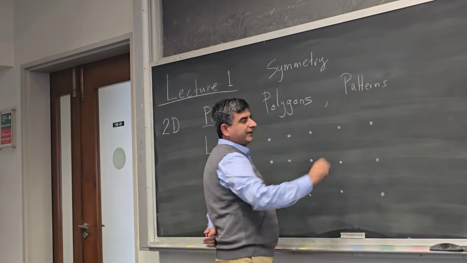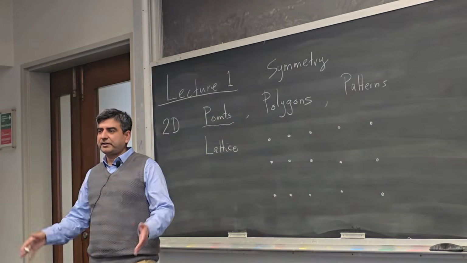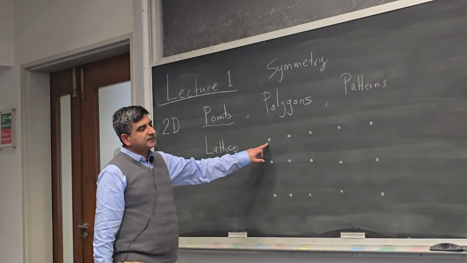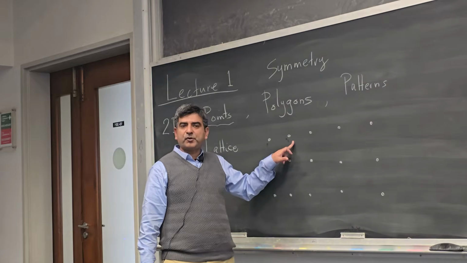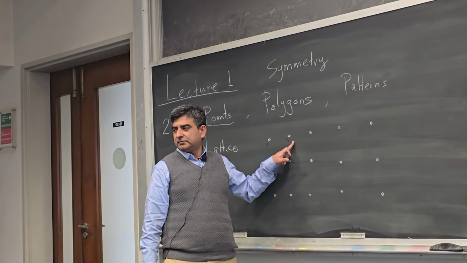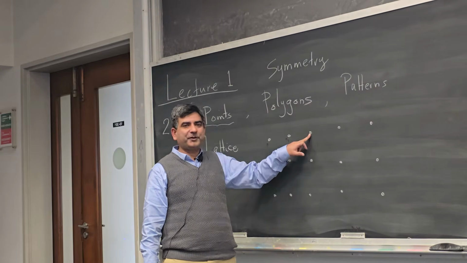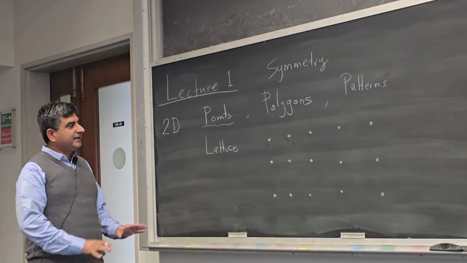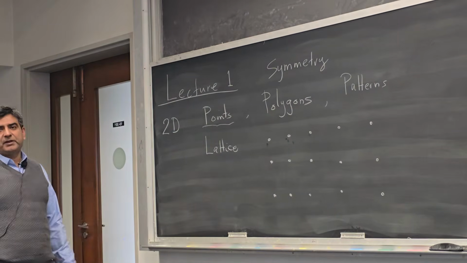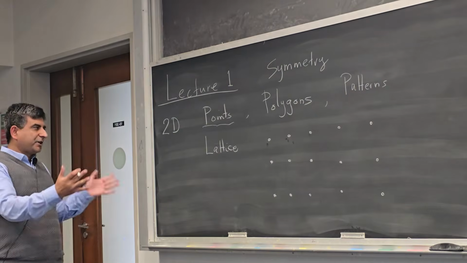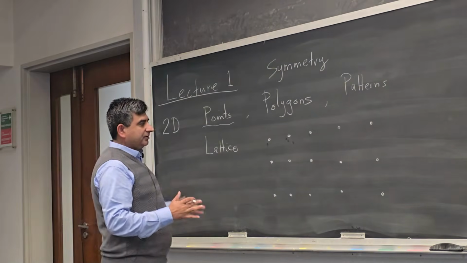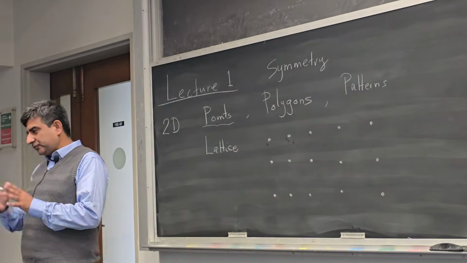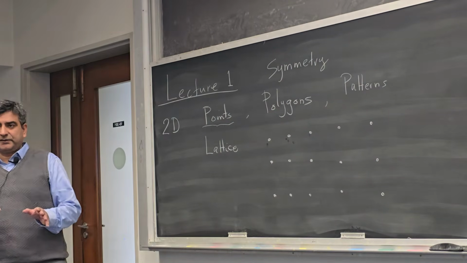So this is a square lattice in which all these points are arranged in a square grid. Now these points are merely placeholders, they're only points. Okay, so they do not represent any atom or any structure, they're just points. So this is a two-dimensional square lattice. We can have a two-dimensional triangular lattice, a two-dimensional rectangular lattice, a hexagonal lattice, and so on. We can have different kinds of lattices.